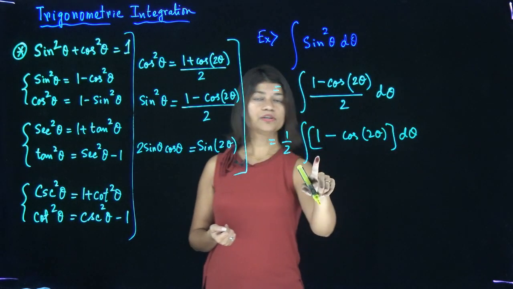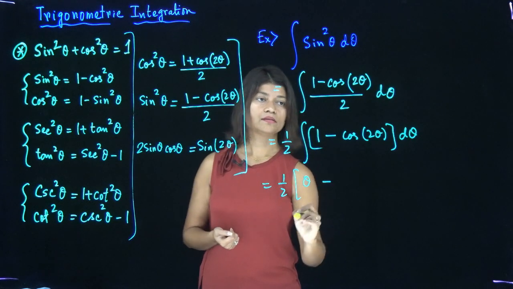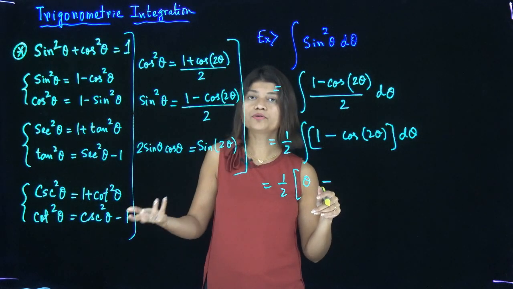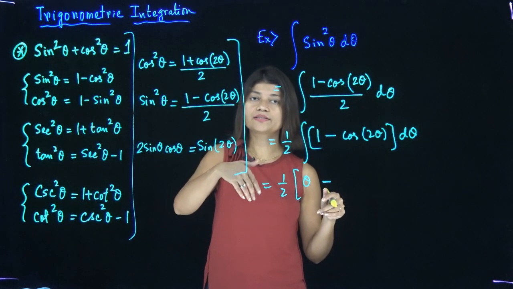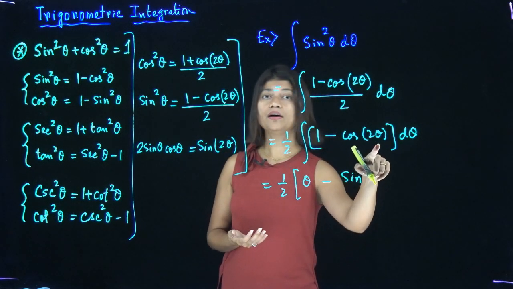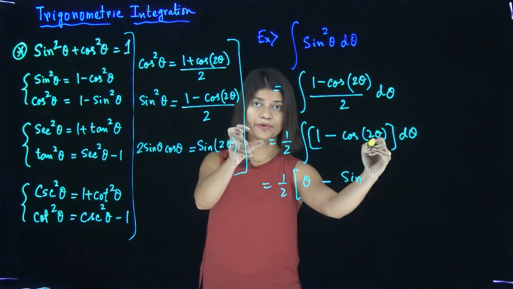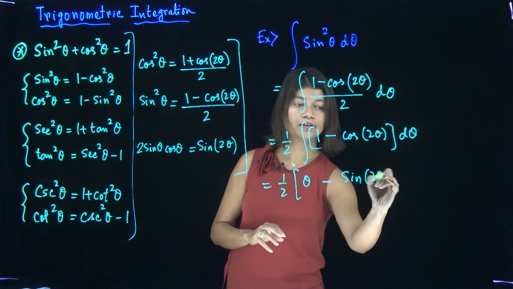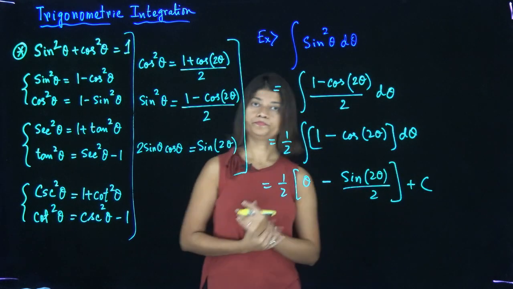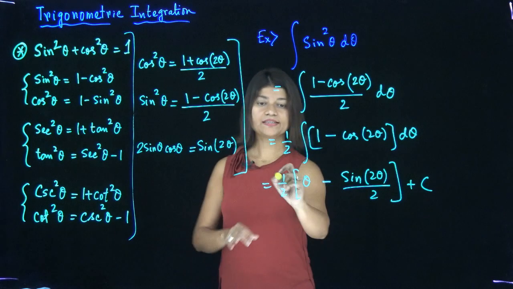So how to integrate 1? Well, that's easy, that's theta. How to integrate cosine? Not cosine square, not cosine cube, just cosine. We know how to integrate cosine. Its antiderivative is sine. So it's sine, not of theta, remember, but of 2 theta. This is a U sub, a little U sub happening here. So sine of 2 theta, and then divide by 2. And you're done. This is the answer.